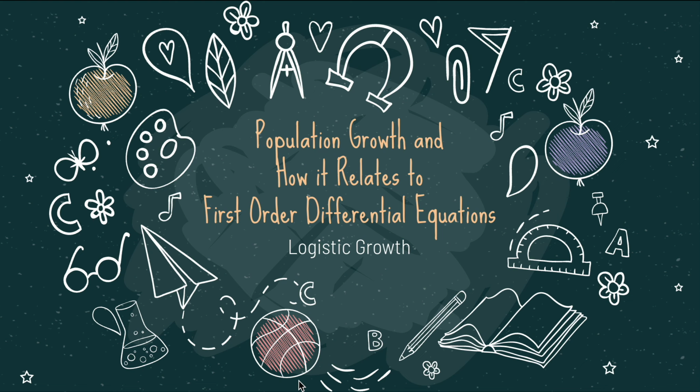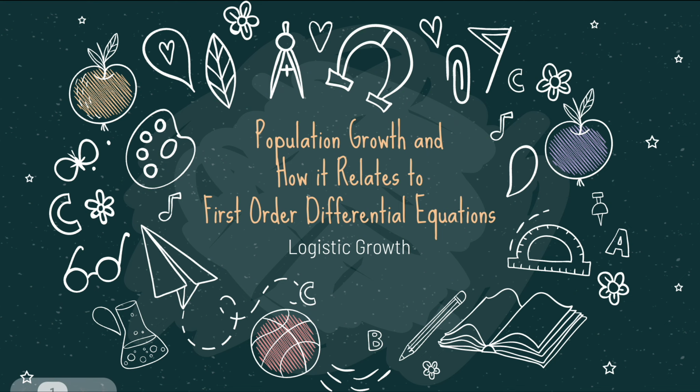Today we're going to continue our four-part series on population growth and how it relates to first-order differential equations. Last time we talked about proportional growth, and today we're going to extend that model into logistic growth. That's based on the idea that our environments aren't necessarily built to sustain an infinite number of people or of a species. So let's take a look at our model in this case.